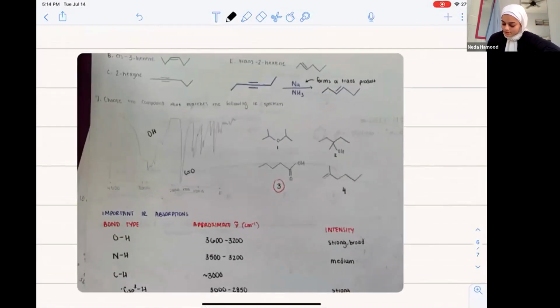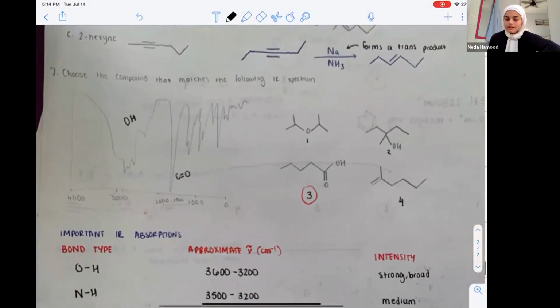Look, quick thinking. So now we're looking at question number 7. It says choose the compound that matches the following IR spectrum. Over here we have an alcohol, and we have a carbonyl. So that is the only one with an alcohol and a carbonyl, so that is what the answer is. Is everybody good with that?